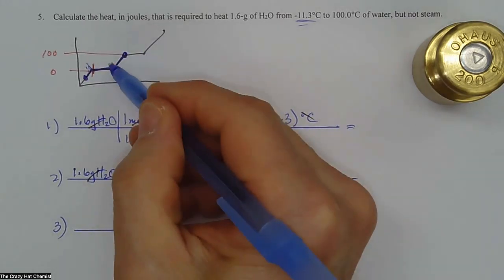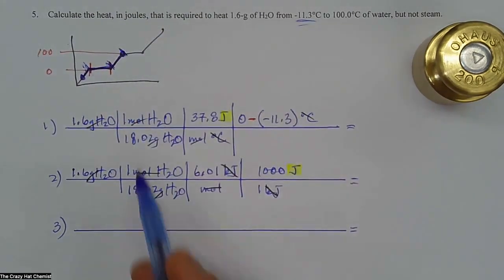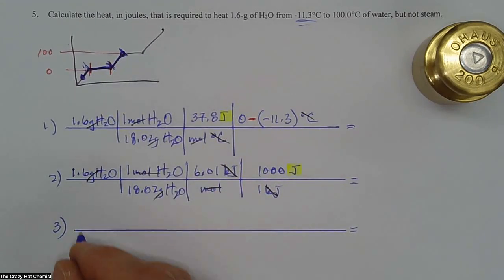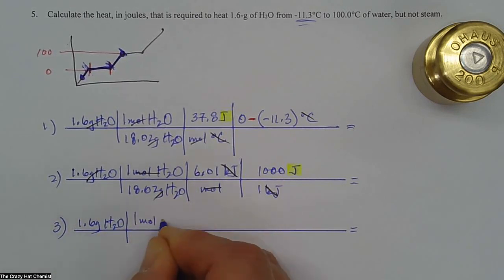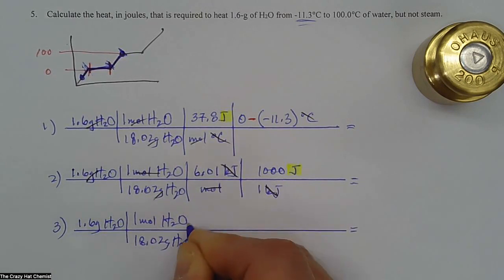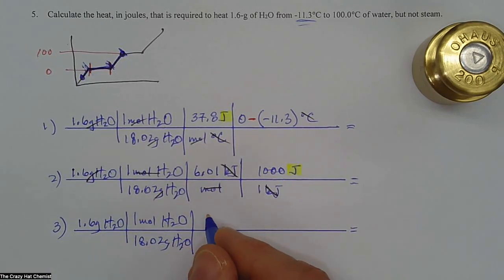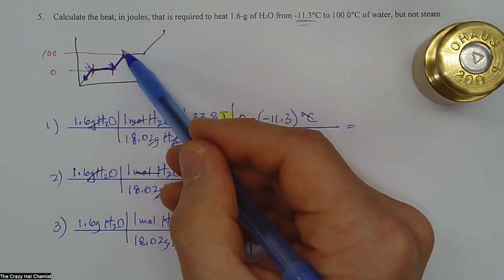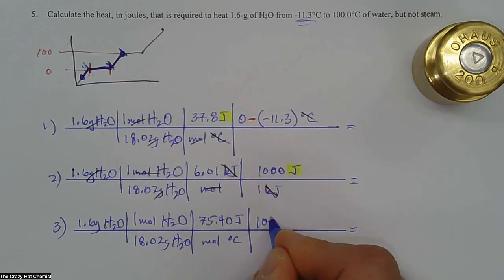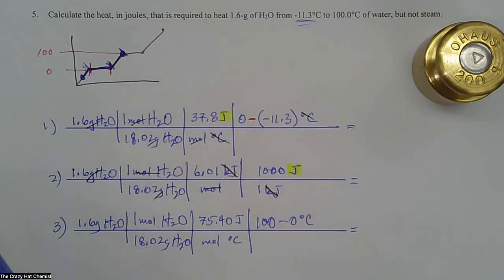Step number 3 is going from here to here, and that is the specific heat capacity for water. So that's 1.6 grams of H2O and 1 mole of H2O and 18.02 grams H2O. And then we're going to use the molar heat capacity for water, and that's 75.40 joules per mole degree Celsius. And our final temperature here is 100. Our initial temperature is 0. So it's 100 minus 0 degrees Celsius. These are exact numbers right here because they're not given within the problem, and they are assumed to be exact.